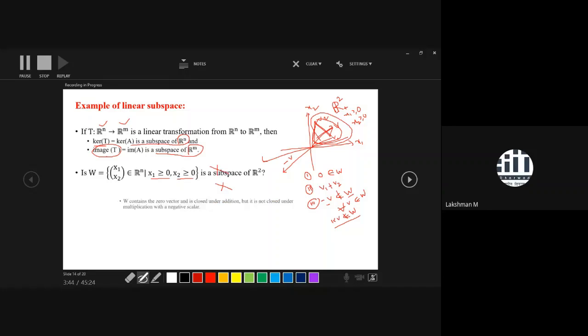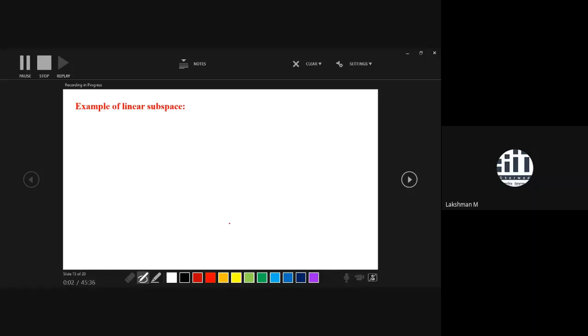You might have already got the answer. That plot I had given again: this is the plot of W. It is the first quadrant of R2. Another example I would like to talk about. We are in R2. What are the possible subspaces? The possible subspaces are the singleton set 0 itself, R2 itself, and third, any line passing through the origin. If you take a line, with negative and positive scalar multiplication, a line is always closed with respect to scalar multiplication.